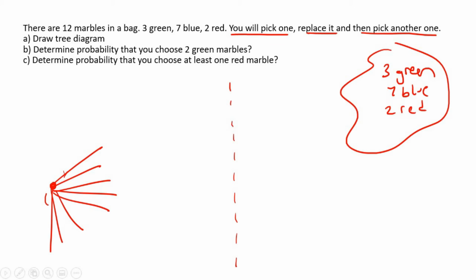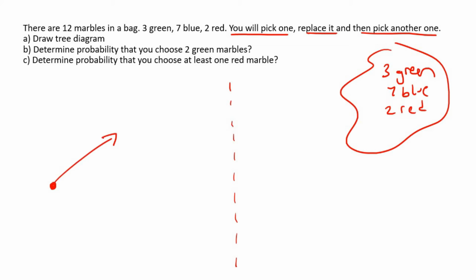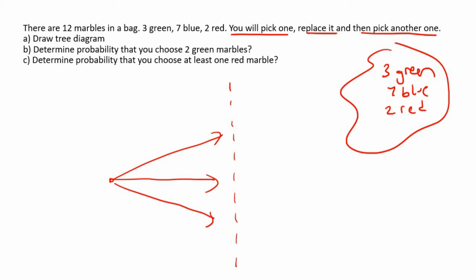Now you don't have to go say green, green, green, blue, blue, blue, blue, blue. No, you'd be drawing forever. All you do is just go do the 3 different things. So you could do a green, you could do a blue, or you could do red. I'm just going to put G for green, B for blue, and R for red. Now, here's where the numbers come in. So out of the 12 marbles, what is the chance that you would pick a green? Well, that would be 3 out of 12. This one would be 7 out of 12. And this one would be 2 out of 12.